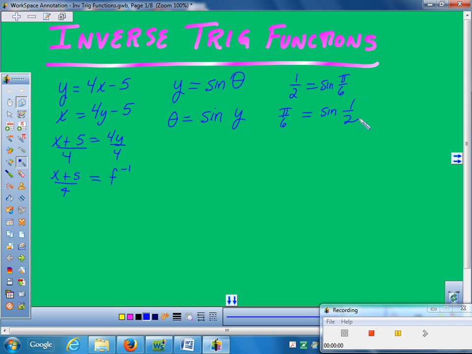How do we write inverse sine? You've been using it on your calculator. Anytime you switch the variables, you have to tack the little inverse symbol on that trig function. Otherwise, you don't realize it's an inverse.